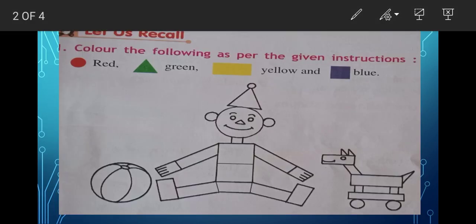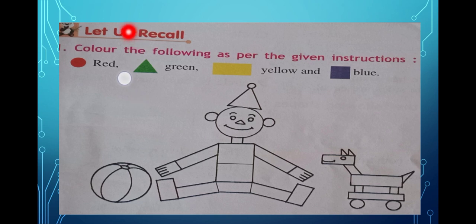The first thing is "Let's recall". Let's recall means whatever you have done in your KG class, we are continuing with that. We are just making you remember what we have done there. So what is there? Color the following as per the given instructions. You have to color this picture. This is a doll and a ball and there is another toy. You have to color this according to the instructions given here.